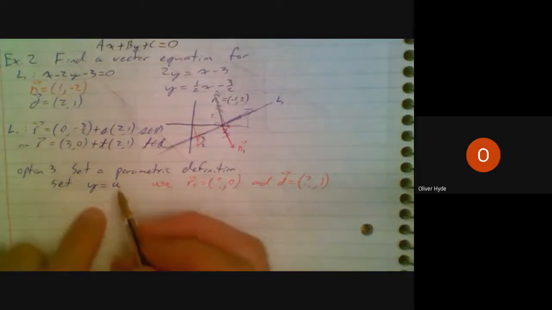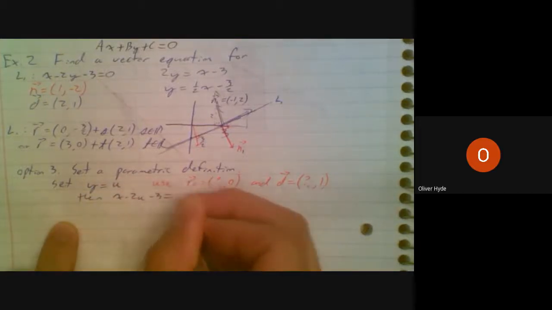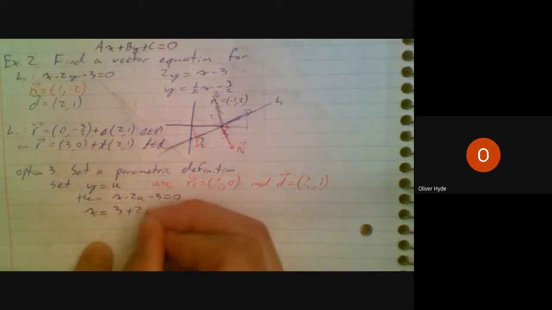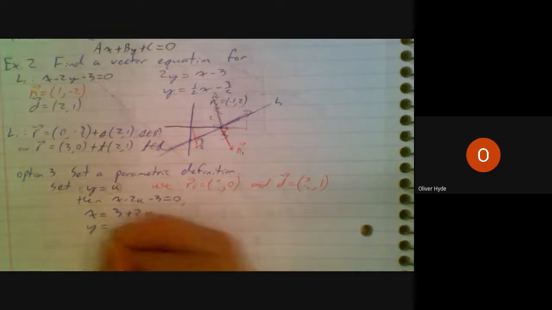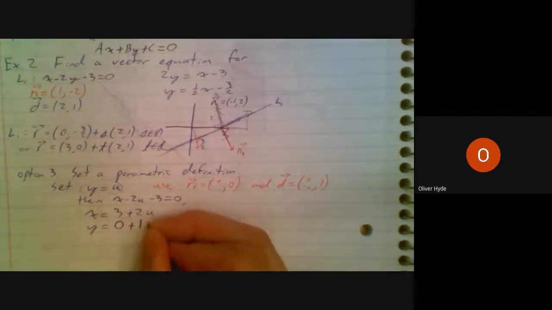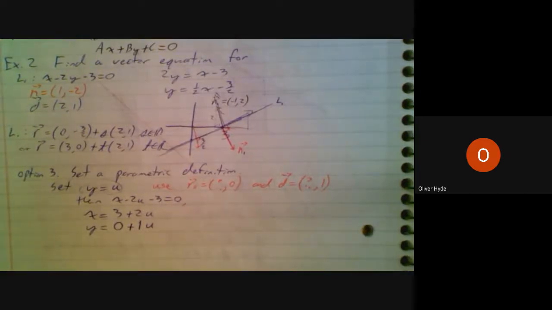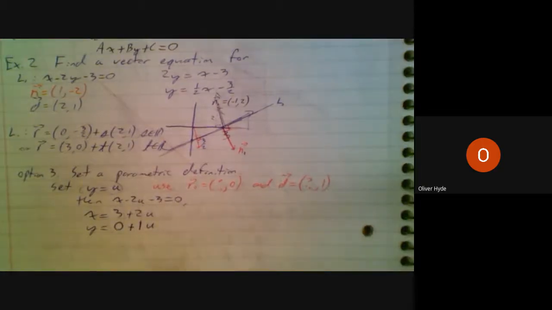So if I set y equal to u, I can say then x minus 2u minus 3 is going to equal 0, which means that I'm going to isolate for x now. X is going to be 3 plus 2u. I'm just going to take this statement right here and write it out as y equals, I'm going to put in the invisible 0 in front and the invisible 1 as well, my 2 identities, identity by addition and identity by multiplication. And there you go. There is my discovered R0, 3, 0, and here is my discovered direction vector, 2, 1.